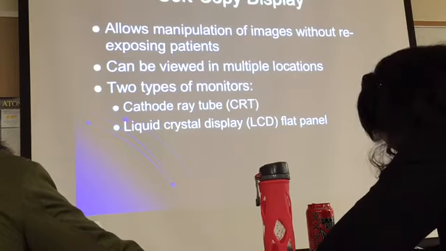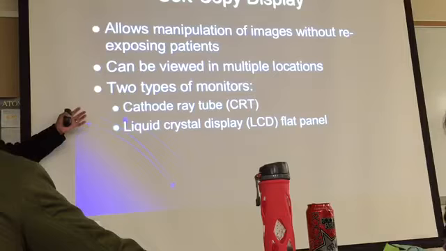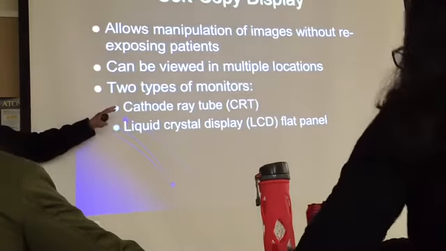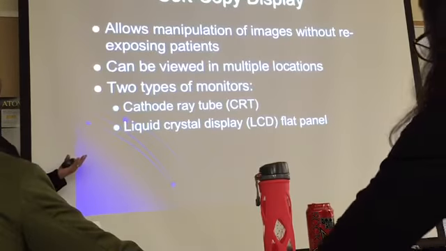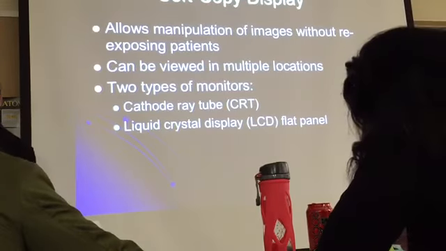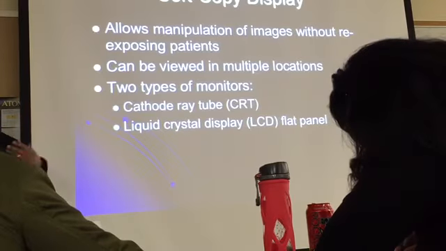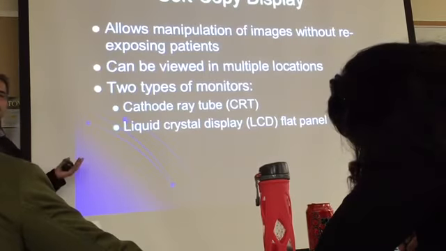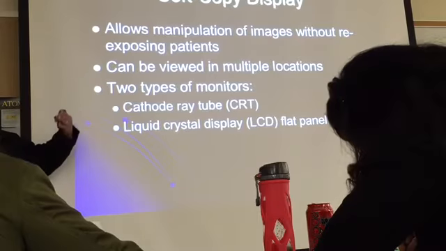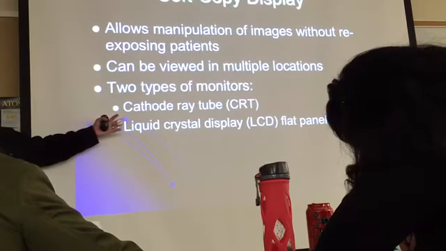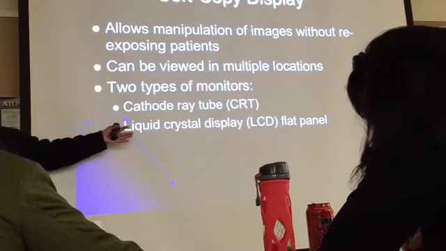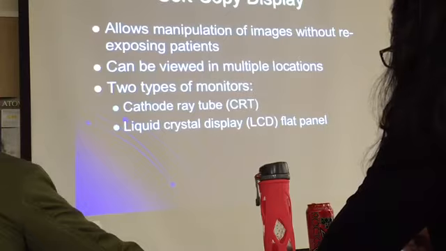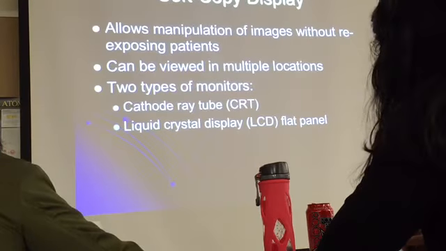The other thing that is nice about soft copies like this is that every copy is the original. With film, if you make copies of copies, they never have the same quality. Here, as long as the monitors are equally calibrated and of the same capacity, the images should look the same, and every image is the original image. There are two types of monitors: cathode ray tubes, the CRTs, and liquid crystal display flat panels.